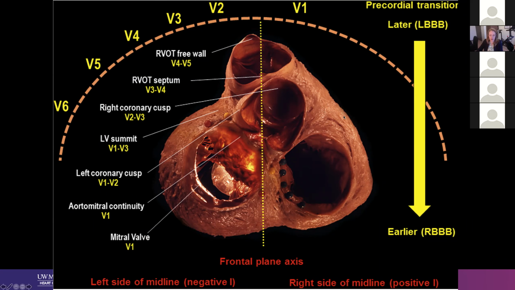One of the regions of the EKG that we really focus on is the transition in the precordial leads. And what's meant by that is, where does a left bundle PVC move from negative or predominantly negative in V1 to predominantly positive, right? So again, thinking back in your mind to how those leads are placed on someone's chest.